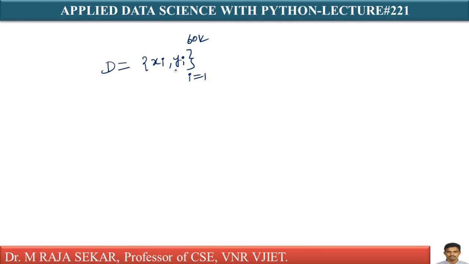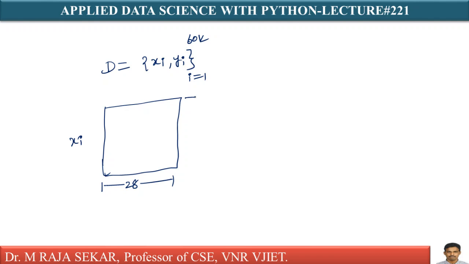This is the main image. Let me say this is xi, where each xi from i equals 1 to 60k, that is x1 to x60,000, is represented as 28 rows and 28 columns. Therefore, this is 28 by 28 for each xi. And what about yi? yi is the class label.